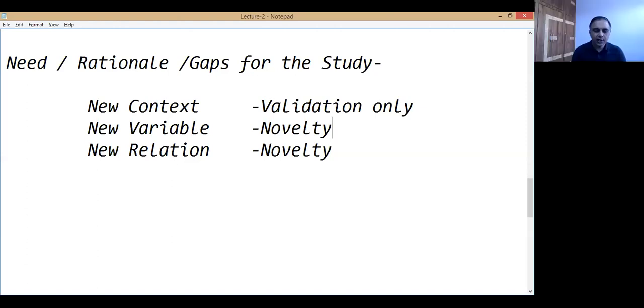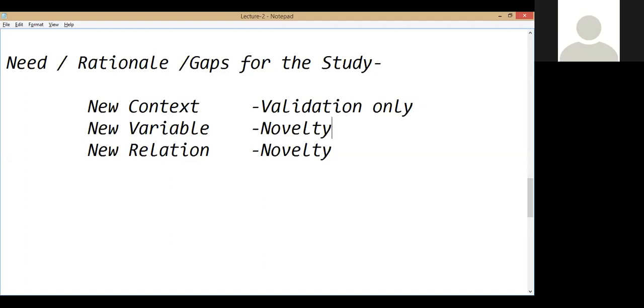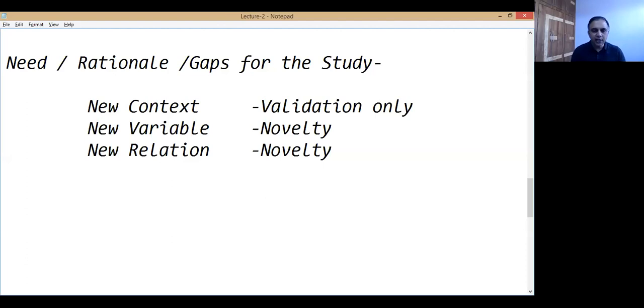Yes, Dr. Krishna Rao, is there any question? Okay, thank you. So generally I'm saying that research means either a new variable or a new relation. So that's why it's better we start first with a model, and from the model we then say what is missing in this model. We try to look at the rationale for this.